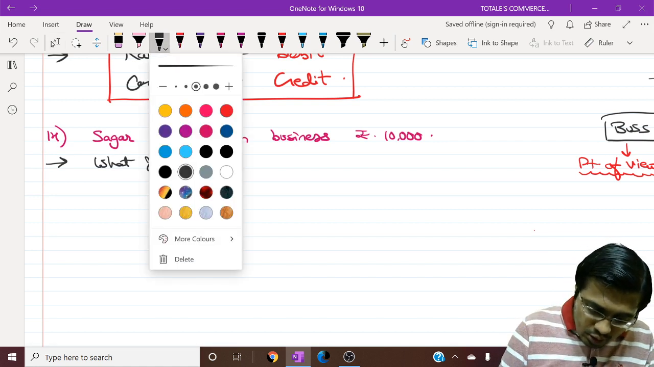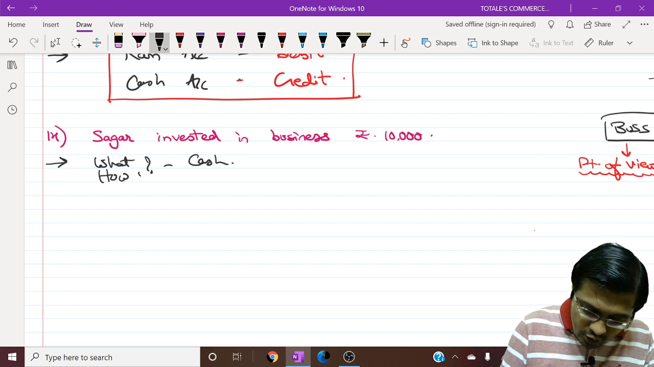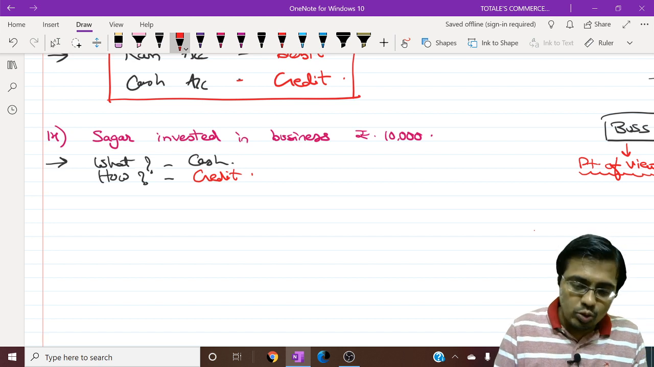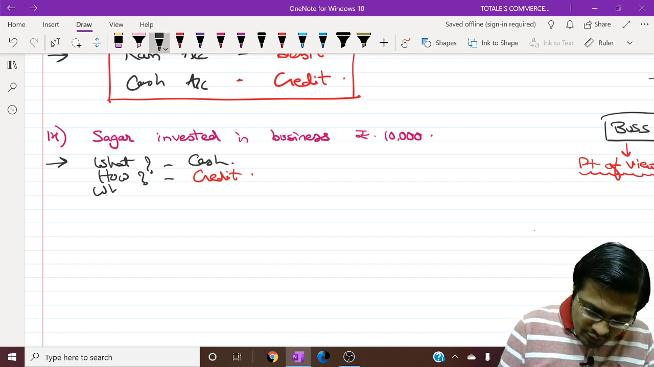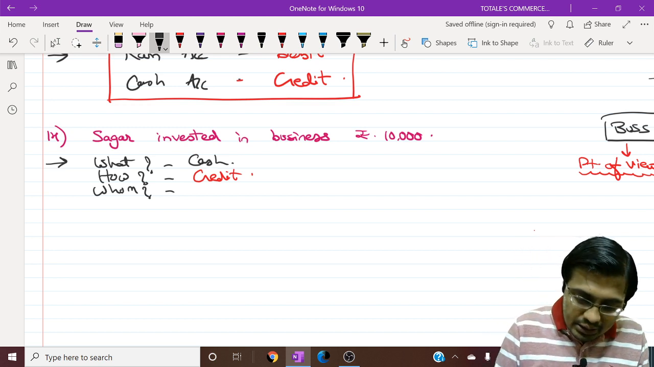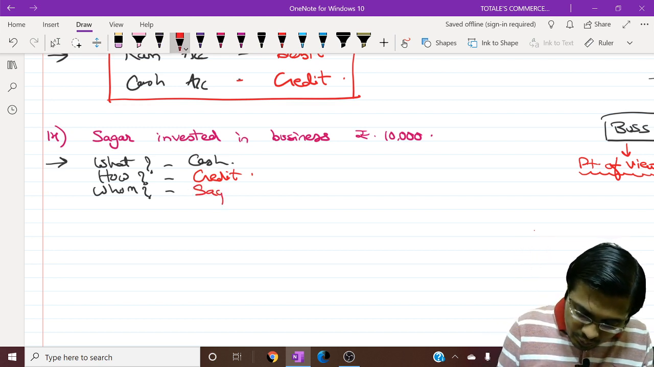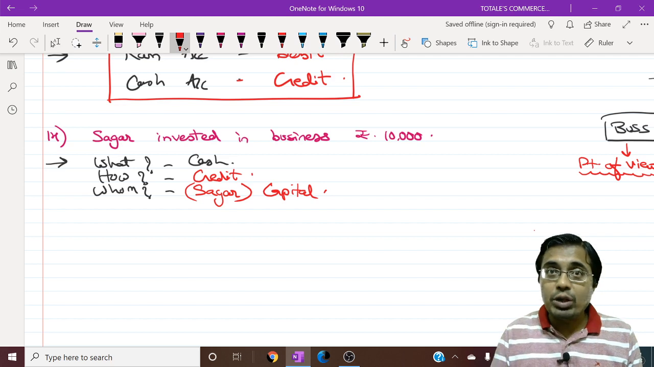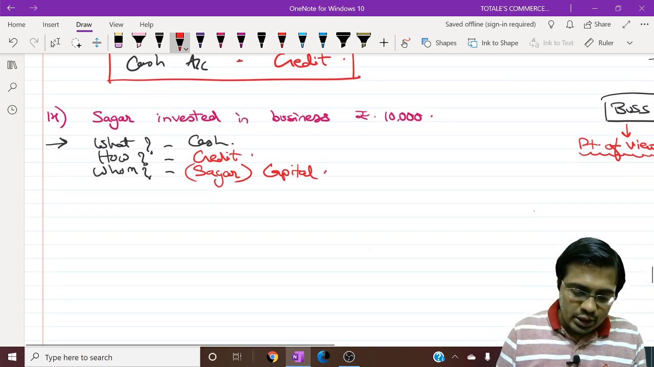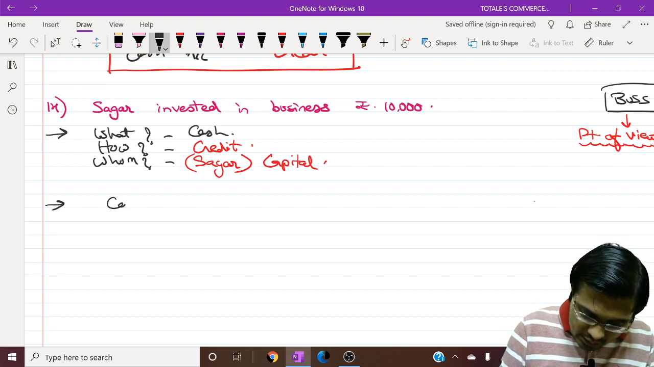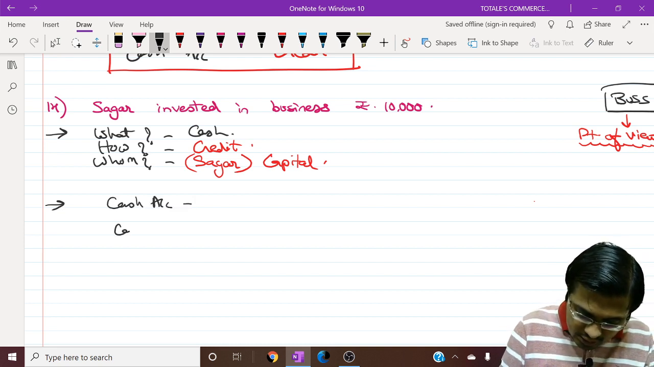Okay, now as I told, a transaction with the owner is always a credit transaction because he's not doing a favor, he's giving a loan to the business. And who is the person who invested in the business? It is Mr. Sagar, but because we cannot call the owner by his name, we call him capital because he has invested money. If he would have withdrawn money, we would have called it drawings. So now we have our two accounts over here. One is the cash account, the other one is the capital account.